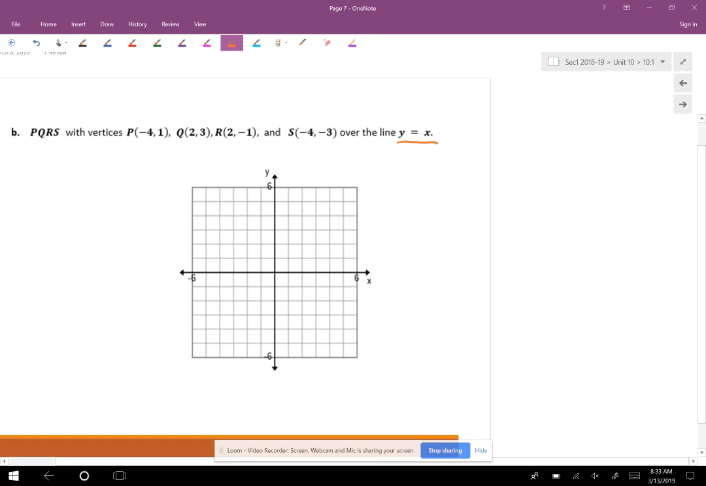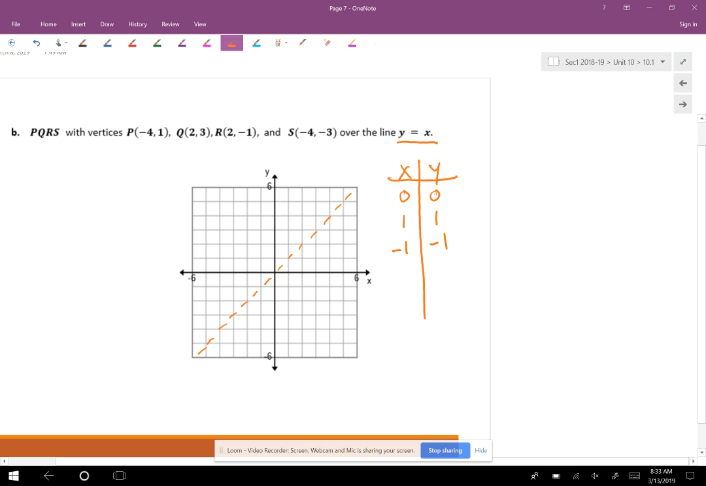First thing I'm going to do is draw my line of symmetry. What does it mean for y to equal x? Well, if I make an xy table, if my x is 0, then my y has to be 0. If my x is 1, then my y has to be 1. If my x is -1, then my y has to be -1. So it's easy to see that we're just drawing a diagonal line through the origin for our line of reflection.